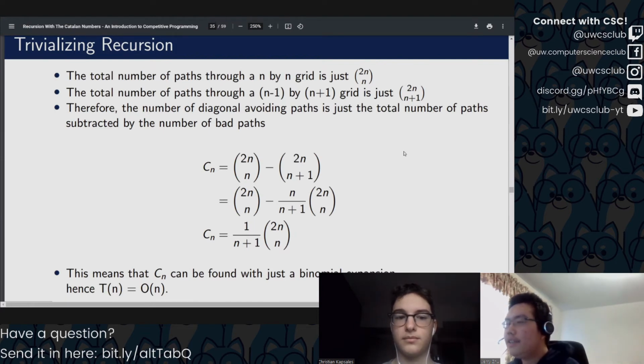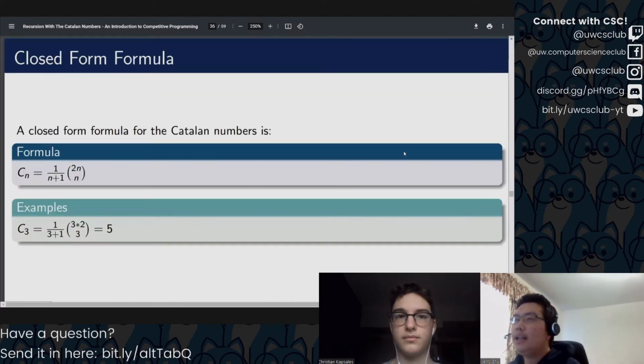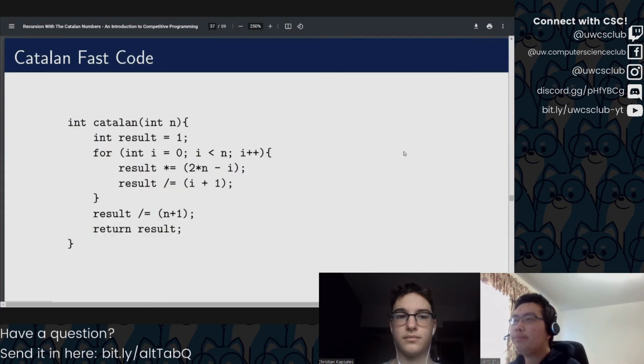Notice that since C of n can be found with just a binomial expansion, T of n is just O of n. And the closed form formula for the Catalan numbers is also shown here, as well as an example for C of 3. Here's code for finding the nth Catalan number. Notice that since we're only doing multiplication and division, we only need to loop and do that.